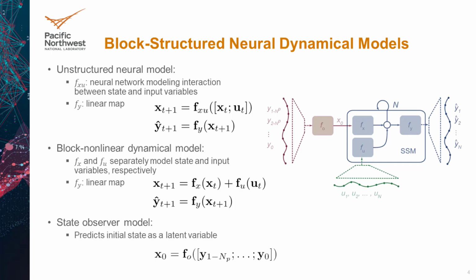This is our unstructured neural model. This is a serviceable solution for highly nonlinear systems, but applying physical priors to this formulation isn't as straightforward. So to address that, we propose an alternative formulation, block nonlinear dynamical models, which separate state transition dynamics and control input interactions into separate nonlinear functions and combines them explicitly with addition. This simple transformation gives us additional flexibility to apply separate priors to the structure of each model component and directly define the interactions between state and control input.